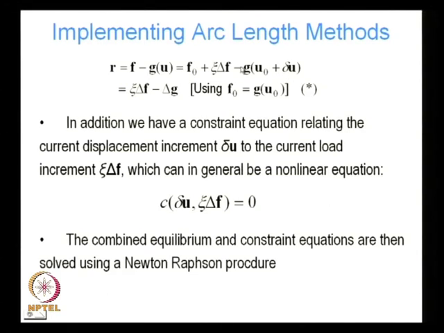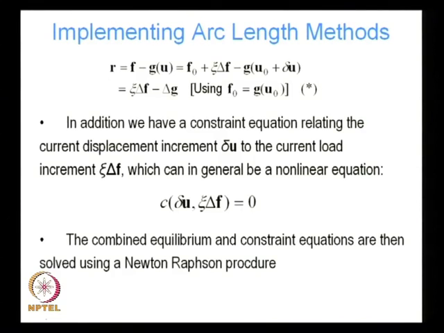G(u0) plus delta G. So, I am just representing G(u0 plus delta u) as G of u0, the internal force at displacement u0, plus the increment in the internal force delta G. And this G of u0 must be equal to F0 because u0 is an equilibrated state. So, F0 cancels with G of u0 and I have xi delta F minus delta G. That is going to be my residual.